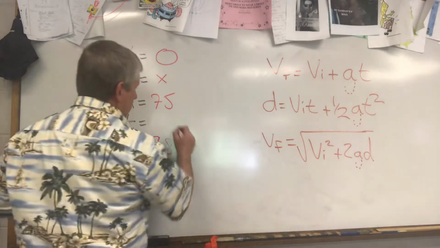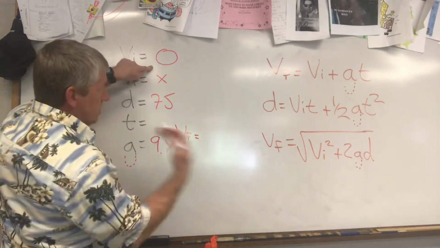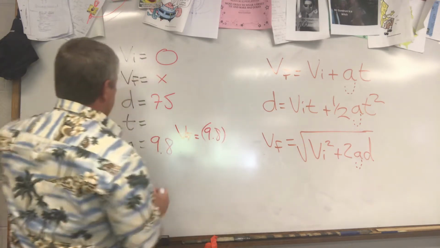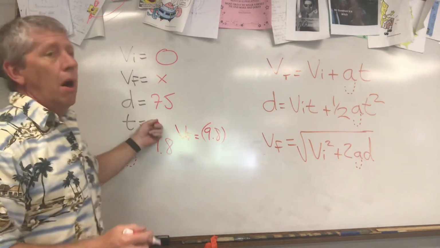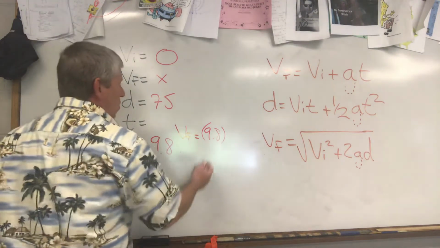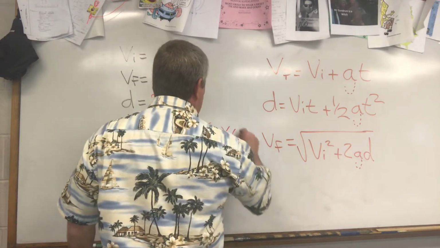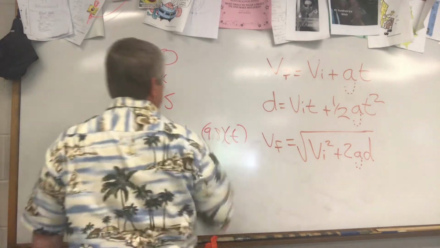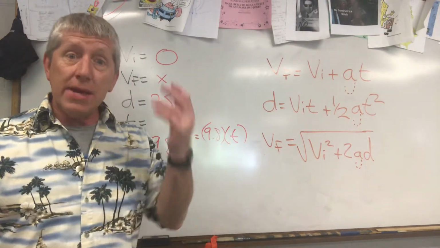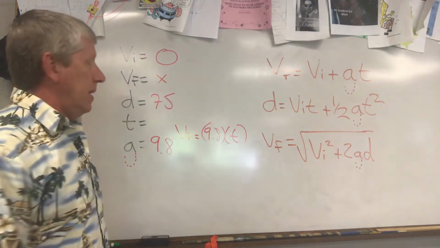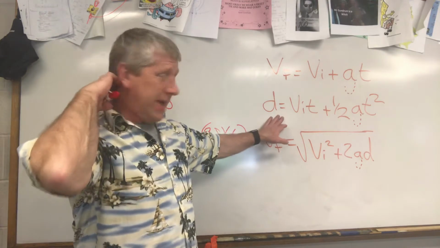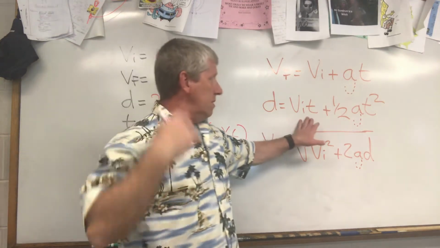Final velocity is equal to initial velocity 0. Again, it's a 0. A is 9.8 times time. Oh, yeah. Not so fast. We don't have the time. You can't use that equation to figure out this velocity without a time. Oh, man. What about this one here? This will work, right? Because you have 75 and 0 and 9.8.